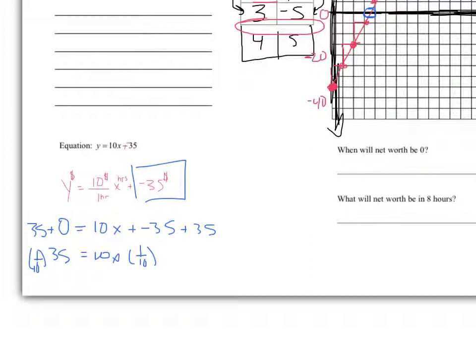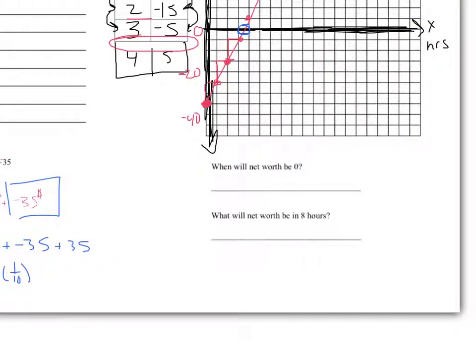We know multiplying by 1/10 actually just moves the decimal over, so this is going to be 3.5 is equal to x. All three of those different ways would have given you pretty much the same thing. Now, if you use the graph, it's an estimate. If you use the t-chart, it's an estimate. But all would give you the same idea, that it's approximately 3.5.